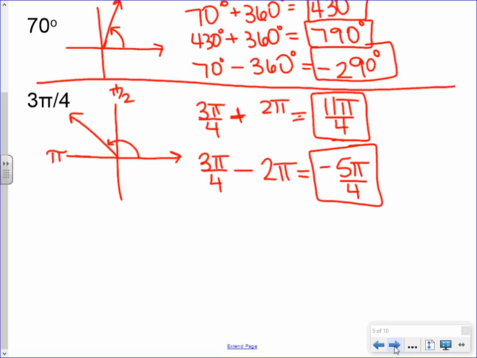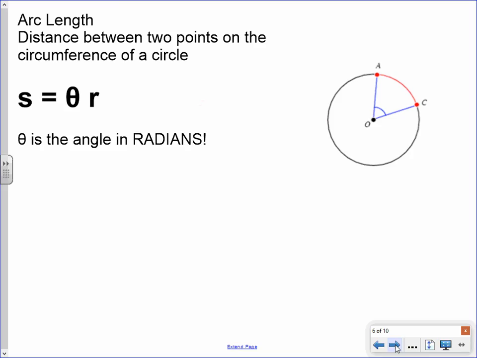Ready? Okay, arc lengths. This is just the rearrangement of the definition of a radian. Okay? But if we talk about arc length, like this red piece of the circle right here, then our formula is S equals theta R, where S stands for arc length. I don't know why it's S for arc length, but just go with it.